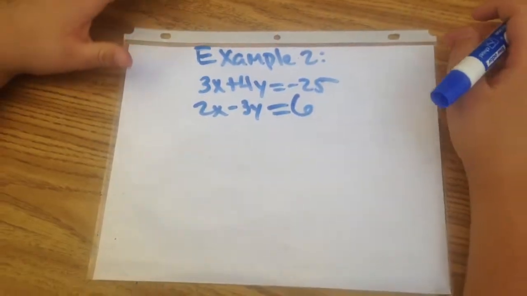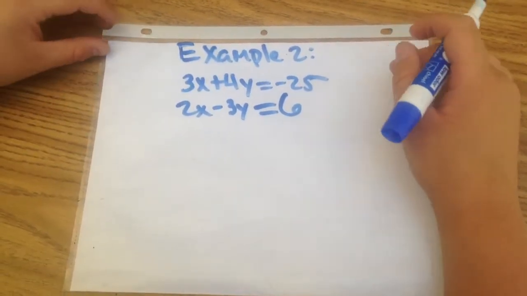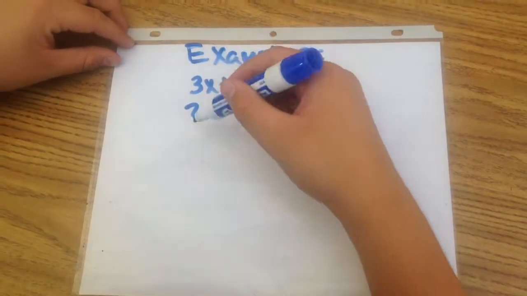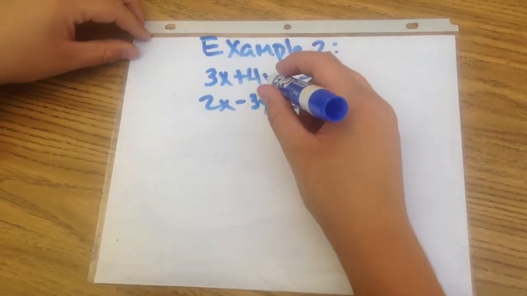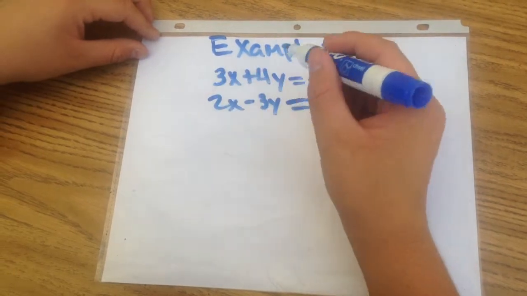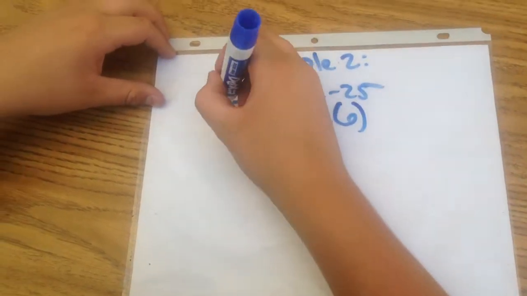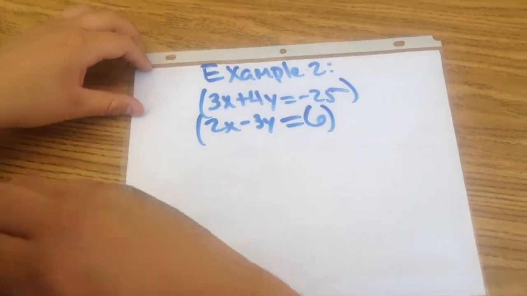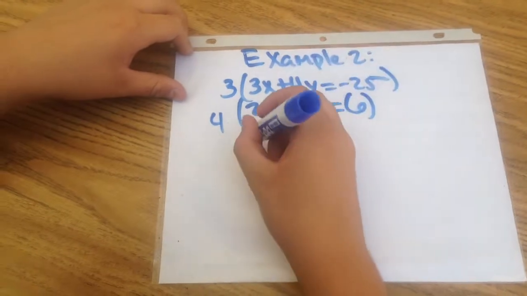Okay, so in example 2, we have a system of equations, and we need to solve using elimination. But you don't have like numbers, so you need to multiply an equation, but you have to multiply both, because 2 cannot multiply to get 3, and 3 cannot multiply to get 4. I'm going to use y because this one's already negative, so it'll cancel out already. So multiply this one times 4 and this one times 3.